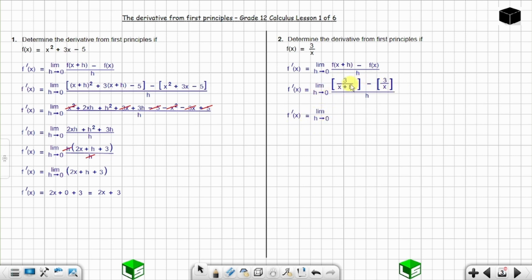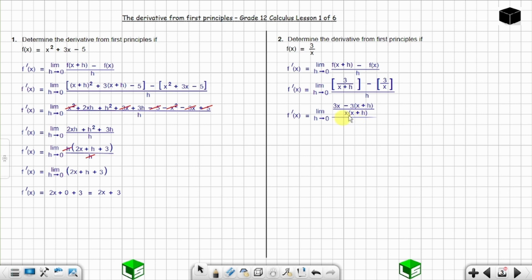Now you have two fractions. You can see you have this fraction and you have this fraction. So we are going to take the lowest common denominator, which is x times x plus h. When you divide the denominator by this one, you're going to remain with x. So x times 3, you have 3x, you have minus, you take this lowest common denominator, you divide by x, you're going to remain with x plus h. You multiply by 3, so you have 3 times x plus h.